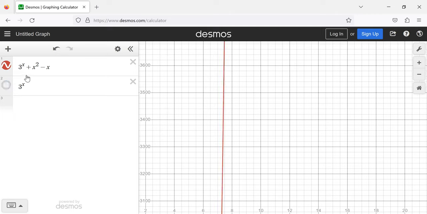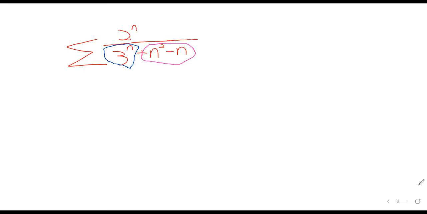So here's 3 to the x plus x squared minus x. There's what happens if I get rid of the x squared minus x, and you can't even see a difference. So my argument then is, okay, we can have that n squared minus n, but that's not going to really affect the series. And 2 to the n over 3 to the n, here's a bit of algebra that students occasionally stumble on. You need to be able to rewrite that as 2/3 to the nth power.